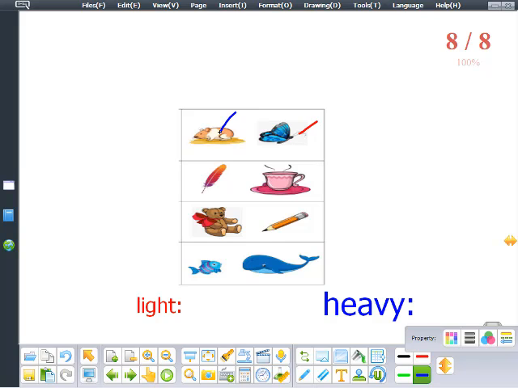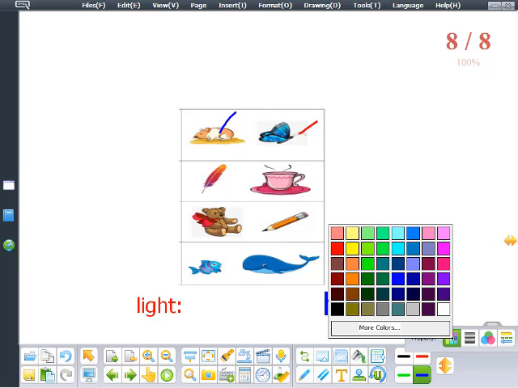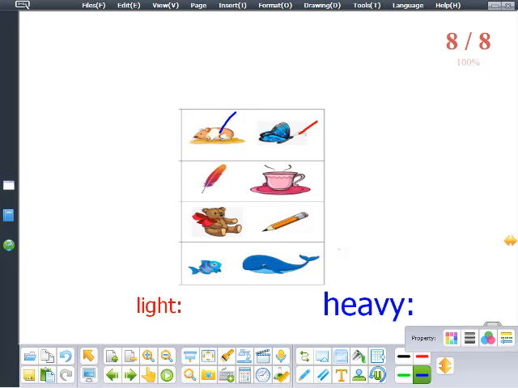Well, what about the next picture? Look, here we have feathers. Is it light or heavy? It's so light. You can bear it so easily. So make it with red. What about this cup? Is it light or heavy? Well, it's heavy. The children can't hold it. So it's blue.